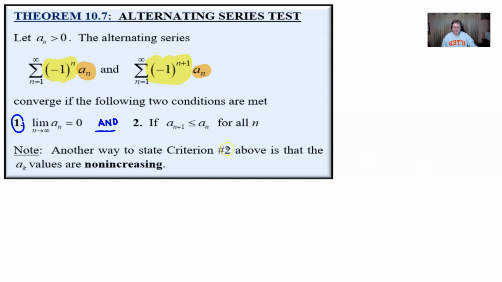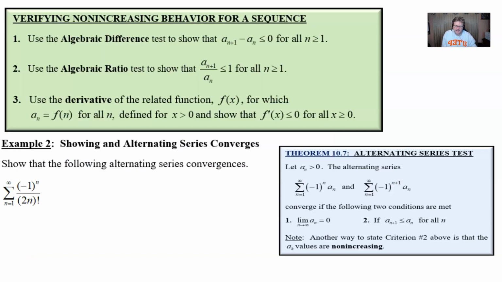Now, we're going to talk a little bit about this second criterion because sometimes it can be a little tricky. Let's take a look here at this next page, and I'm actually going to have you just take a quick look at the example first. We're going to show that this alternating series converges. Well, that alternating series has got quite a mess going on with it, especially with that denominator and that factorial. And a lot of times when you have things that are a little bit more complicated like that in your alternating series, verifying that criterion number 2 can be a little bit more challenging.